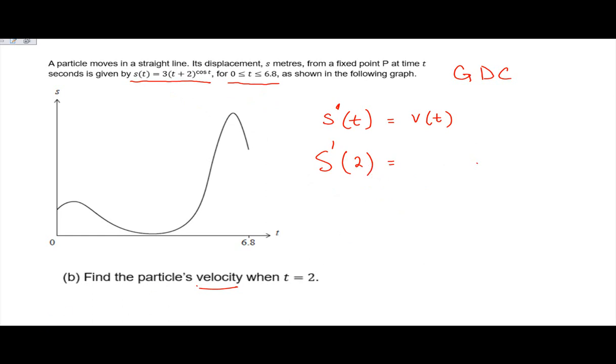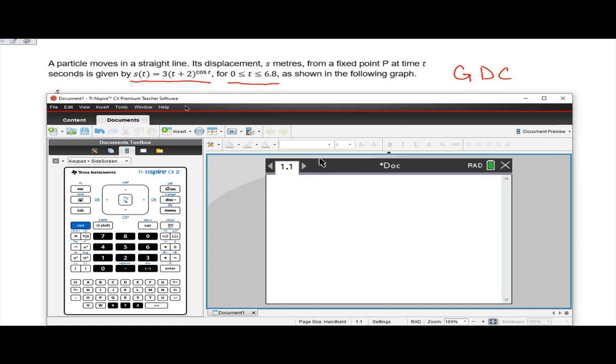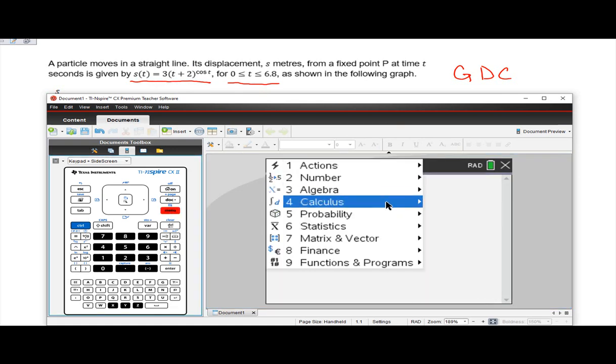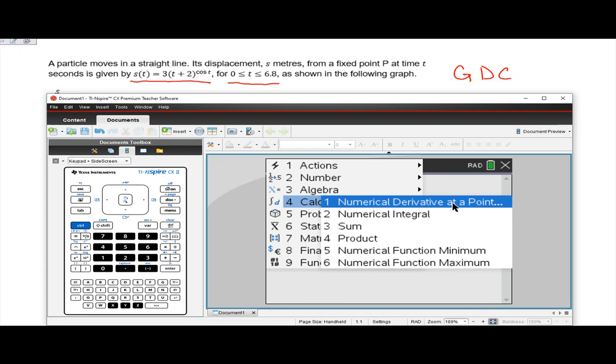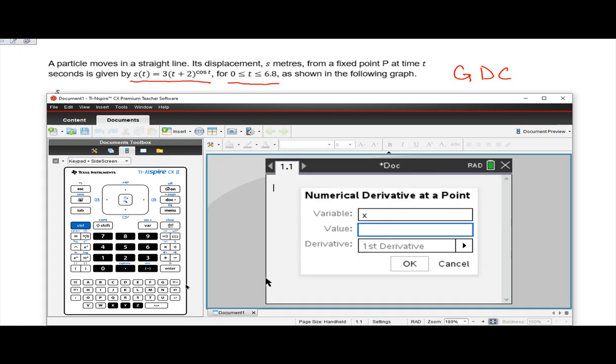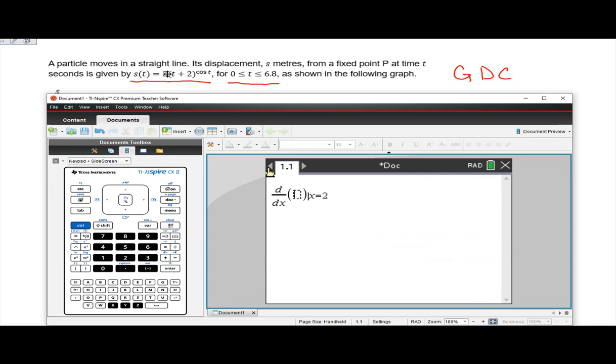All right, so right here I have my TI-Nspire. I'm going to go to menu, calculus. I'm finding the derivative at a point. So I'll find the derivative when the value is 2. This is going to be the first derivative. And then we just type in our function right here. We have 3 times, and then put parentheses, x plus 2, to the exponent cosine x. So cosine x.